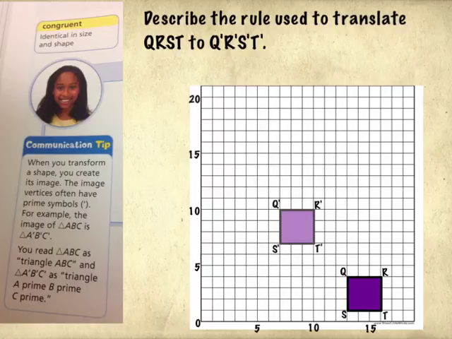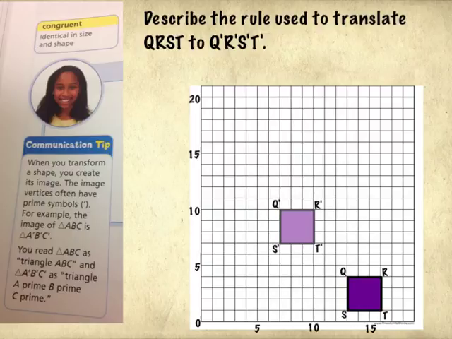Here's another version of that question. Describe the rule used to translate QRST to Q prime, R prime, S prime, T prime. So here's the prime one. Here's the regular one. Now when I want to calculate something like this, the easiest thing to do is just pick one vertex. So I'm going to pick Q and see where it moved.